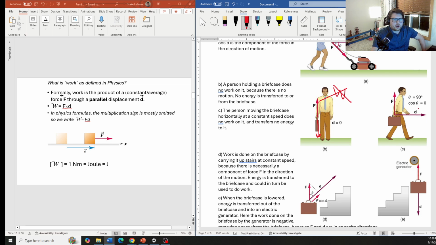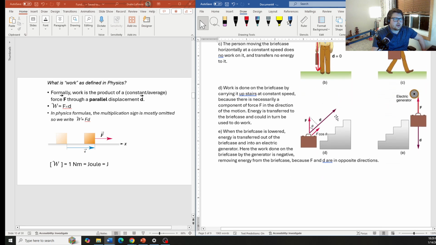No work is being done here. In this case, we're walking with the briefcase. Again, the force that we're acting on it with is straight up, but the way that it's moving is in the x-axis. So y-axis straight up, x-axis across is where it's moving. So no work is being done from a physics standpoint.